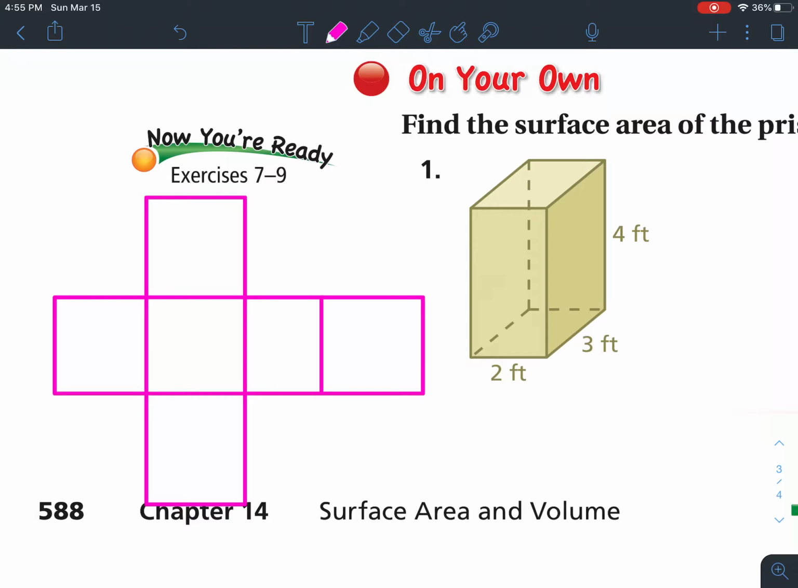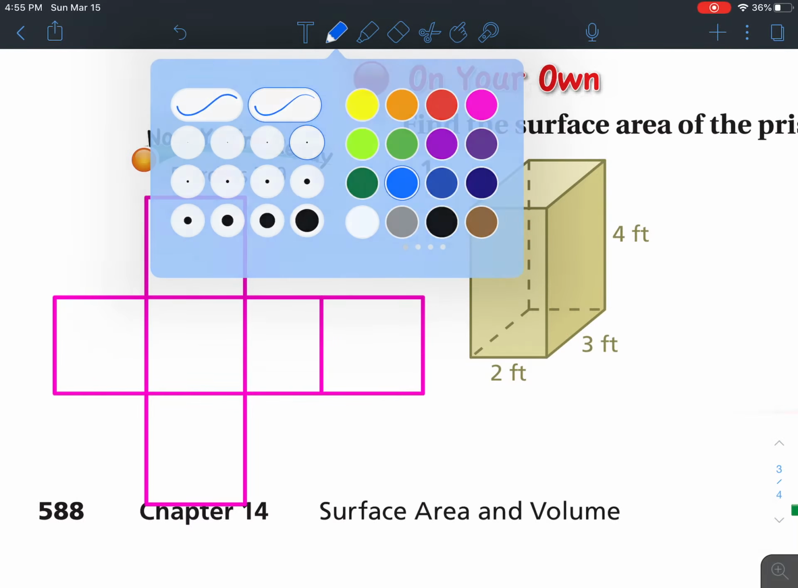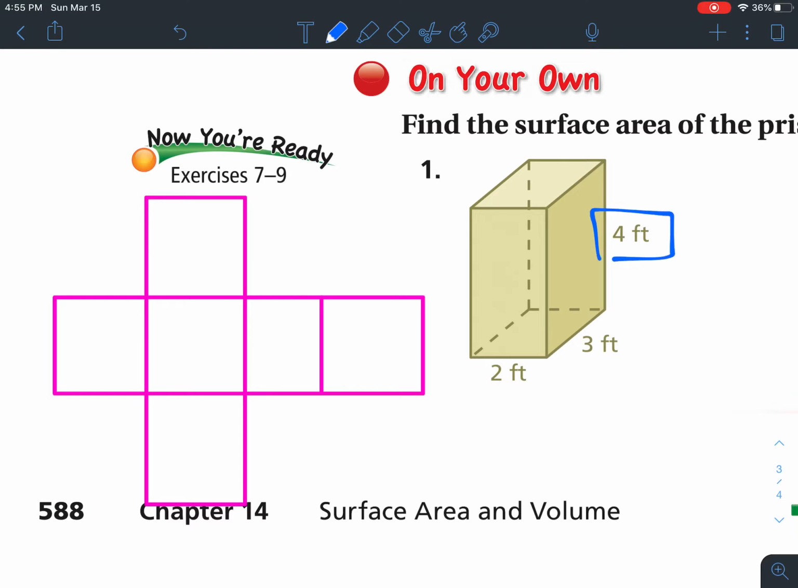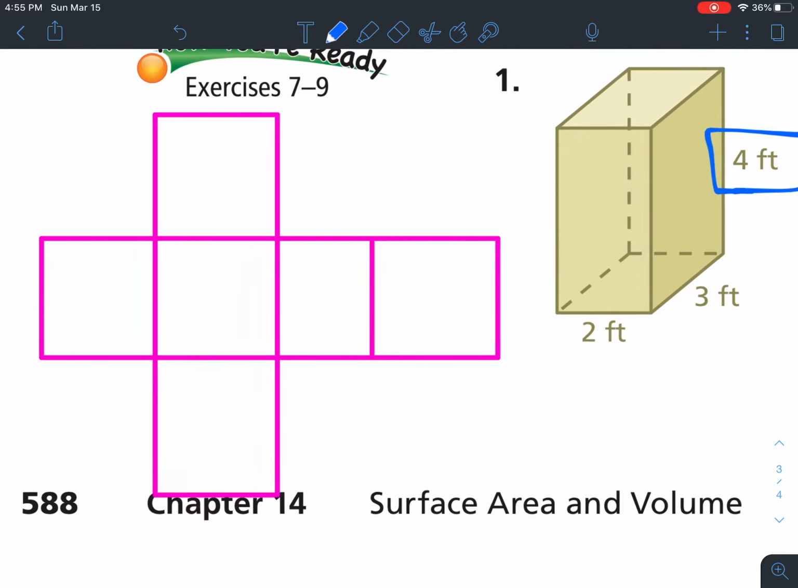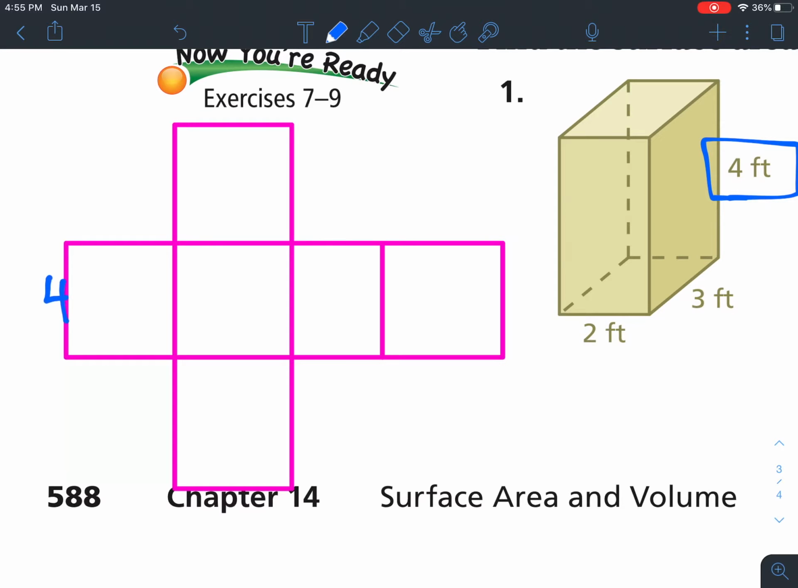It doesn't have to be perfect, so go ahead and take your time. If you need to pause to draw your net, and then choose a color. Our biggest number here was 4, so let's start with 4, and that's going to be all of these. So go ahead and label all of those 4.